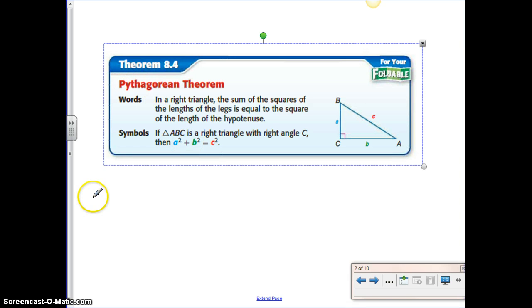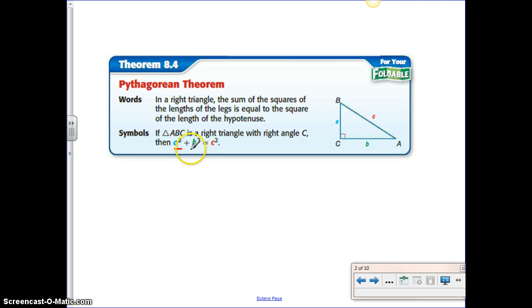The Pythagorean Theorem in words is when you have a right triangle, the sum of the squares of the lengths of the legs, so side BC or small a and side CA or small b, squared is equal to the length of the hypotenuse squared. In symbols, that is a squared plus b squared equals c squared.